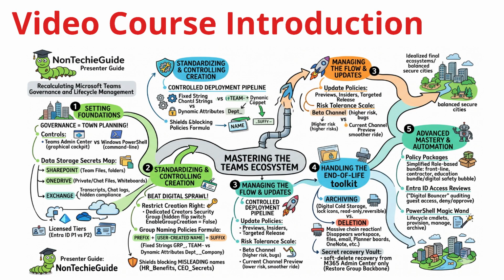Recalculate your digital roadmap with Nano the Caterpillar, and let's turn that chaos into a balanced, secure, digital city. In this course, we are mapping your data storage secrets, enforcing strict order with naming policies, and controlling the entire update pipeline flow. We will decide when to irretrievably delete versus when to securely archive. Finally, I'll show you how to use the PowerShell Magic Wand and the Access Reviews Digital Bouncer for advanced automation. Watch this entire course to build your roadmap and reach your mature governance goal.